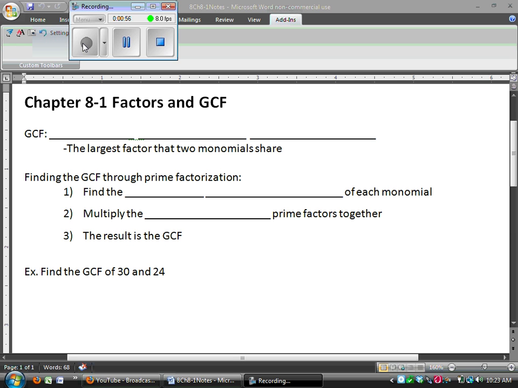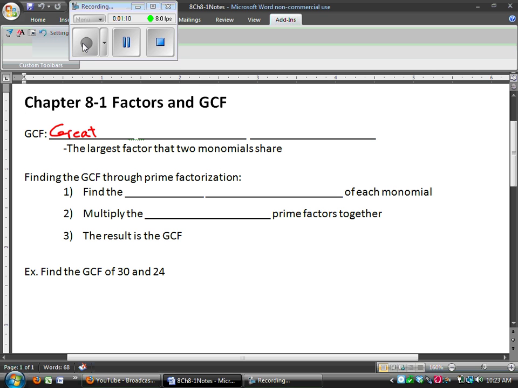Try this again. So we're talking about factors and GCF, and we're going to be factoring polynomials eventually. But to review, we're just going to start with factoring normal monomials like you have in the past. So GCF, remember, stands for the greatest common factor. So whenever we're given two monomials, two polynomials, whatever it is, if we're looking for the greatest common factor, we're looking for the biggest factor from both of those two monomials, okay?